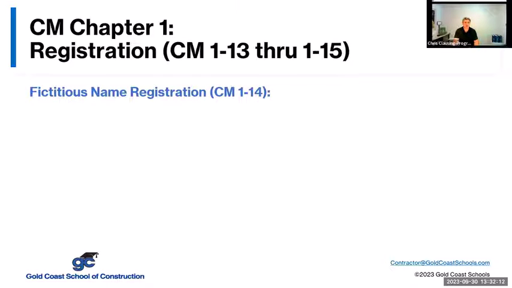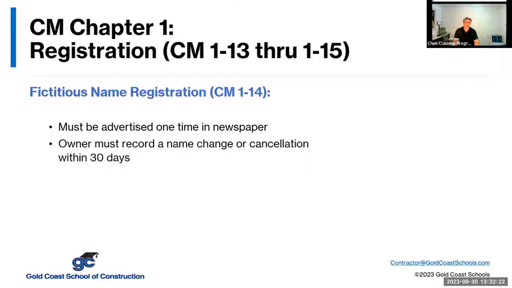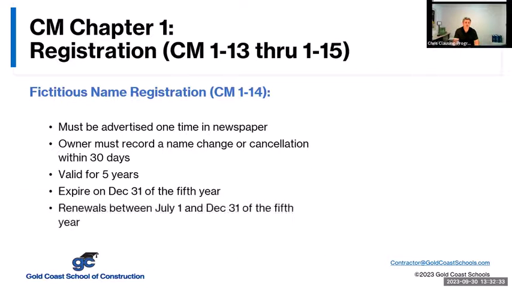Now, fictitious name registration. On page 114, you'll see about 4 or 5 paragraphs there. Must be advertised one time in a newspaper. The owner must record a name change or cancellation within 30 days. These registrations are valid for 5 years, and they expire on December 31st of the 5th year. And then there's renewal requirements between July 1st and December 31st of that 5th year, the year that it expires. You just want to highlight these major points within those 4 or 5 paragraphs under that section.